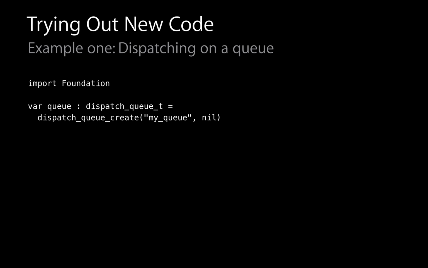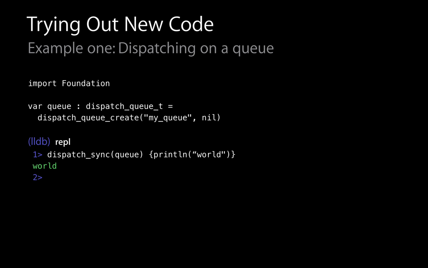Dispatching on a queue. In my program, I've imported Foundation, and I've declared a dispatch queue using dispatch queue create. This code has set up a queue inside my program, and I can dispatch blocks onto it. Well, from the REPL, I can do the same thing. I stop my program, enter the REPL, and then I call dispatch sync on the queue and add a block that prints world. Indeed, if I do that, I get the output world.